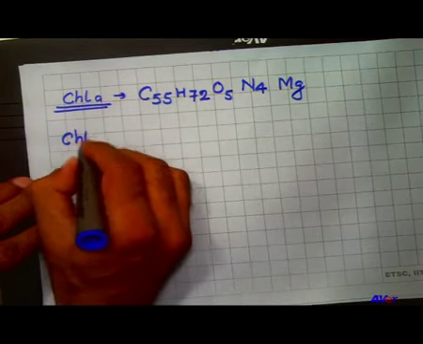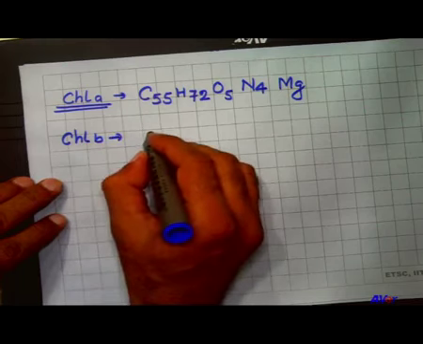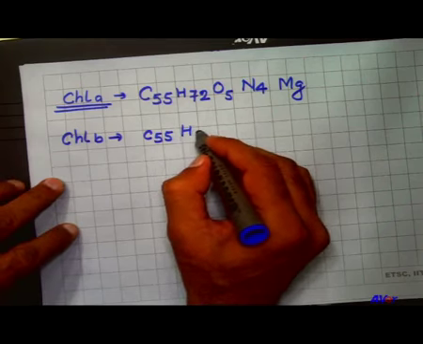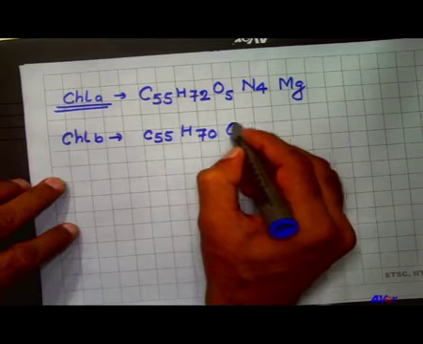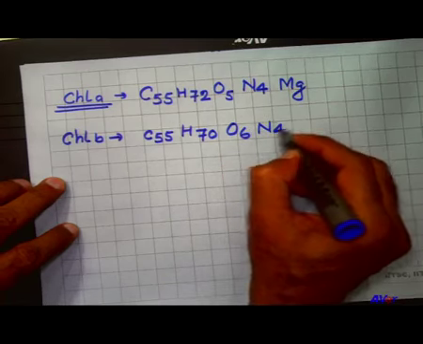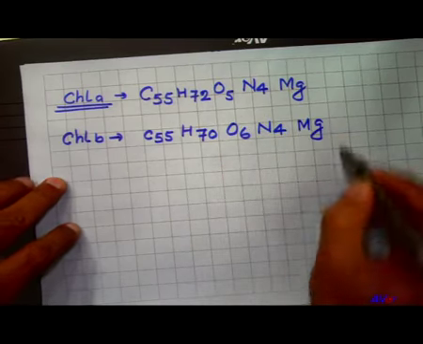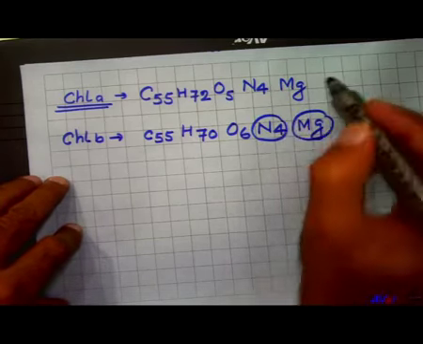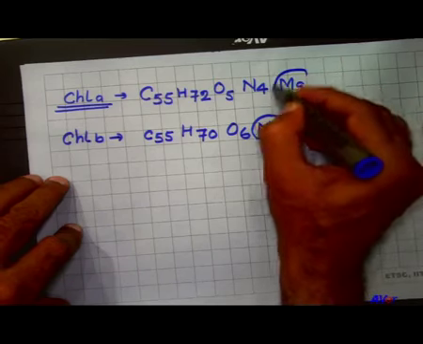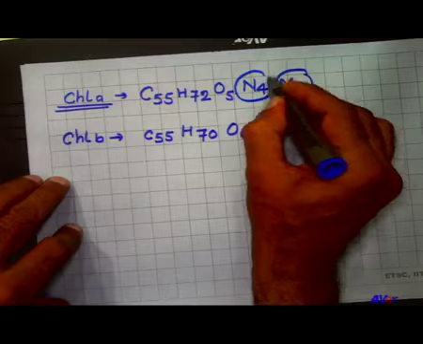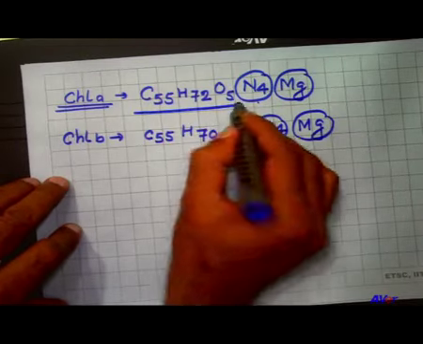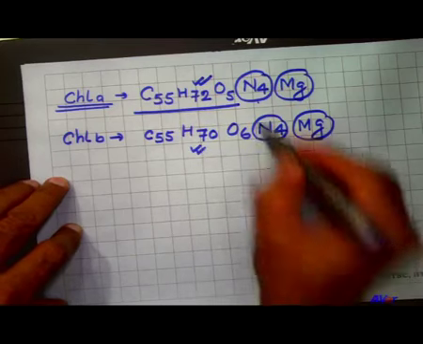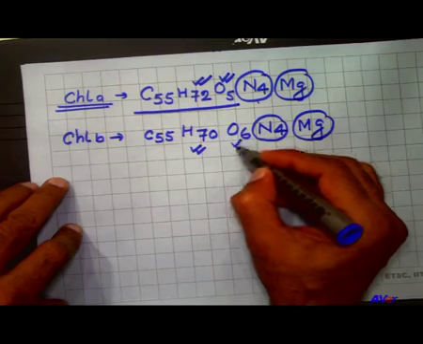And chlorophyll B is similar, with the formula C55H70O6N4Mg. We have already discussed that the magnesium ion is centrally placed and four nitrogen groups are there in the form of pyrrole rings. Here also magnesium ion, four pyrrole ring nitrogens. Here the difference is hydrogen is 72, here hydrogen is 70, here oxygen is 5, oxygen is 6.